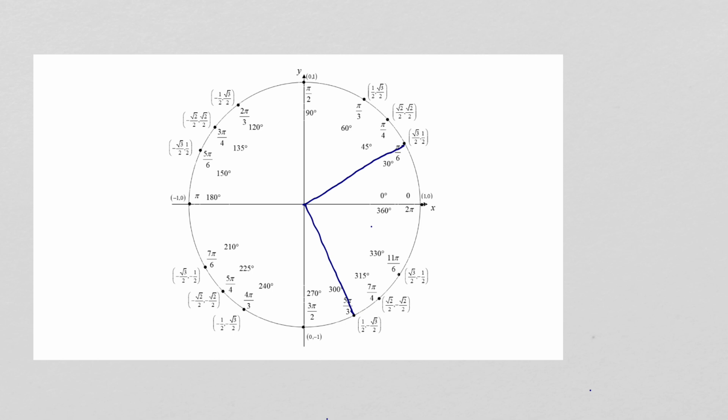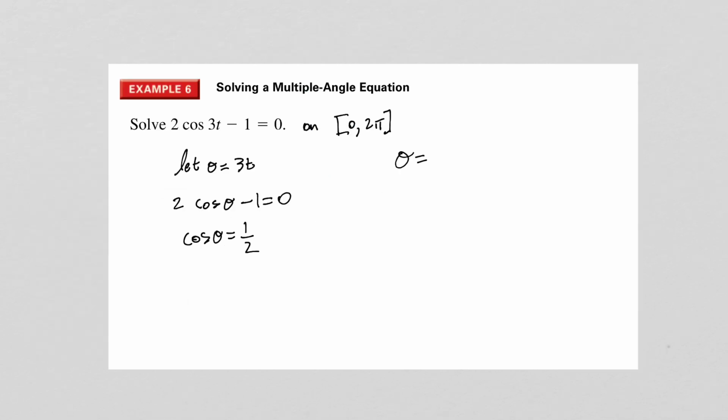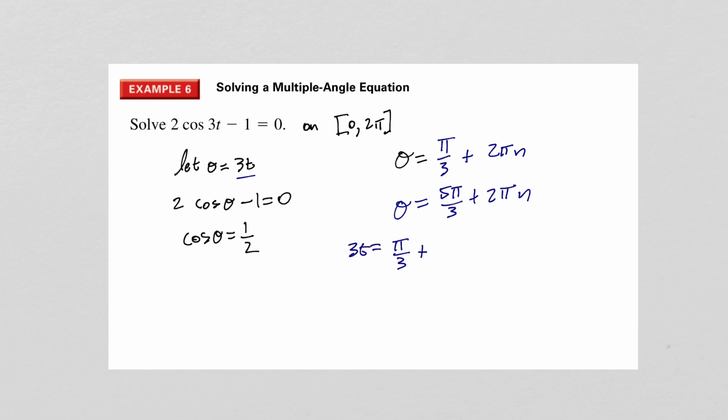I was looking at sine there. We're dealing with cosine. So pi over 3 and 5 pi over 3. So I'm going to write theta equals pi over 3 plus 2 pi n, and theta equals 5 pi over 3 plus 2 pi n. All right, so now we're going to take those equations and replace theta with its equivalent, 3t. So I'm going to get 3t equals pi over 3 plus 2 pi n, and 3t equals 5 pi over 3 plus 2 pi n.